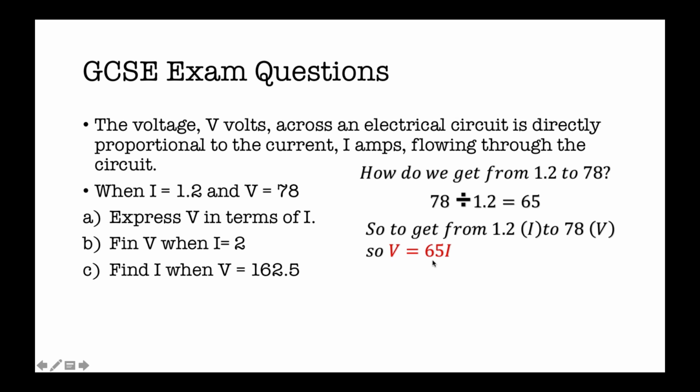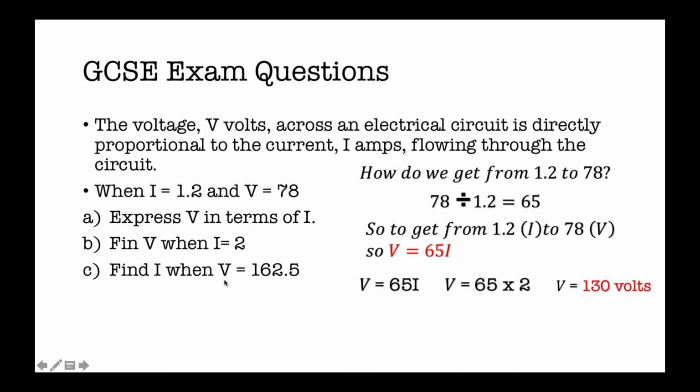Now we can use that formula to answer the rest of the questions. So for B, find V when I equals 2. Here's our formula, V equals 65I. It says to find V, so we need to do 65 times I, and in this case I is 2, and 65 times 2 is 130. So your answer will be 130 volts, so don't forget to put your units on there. So we found that one.